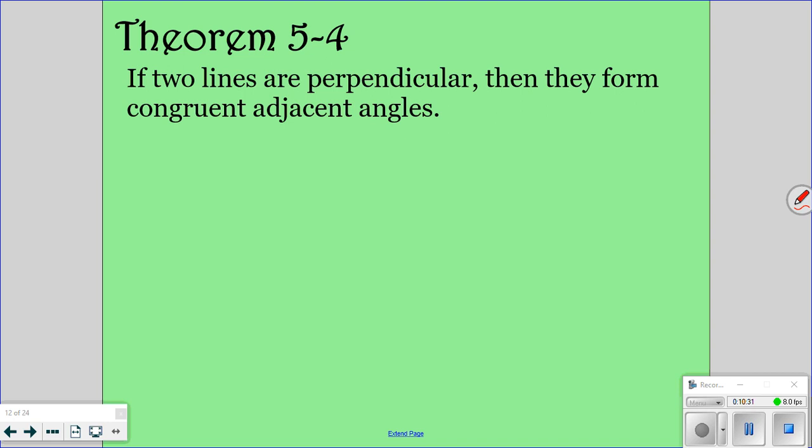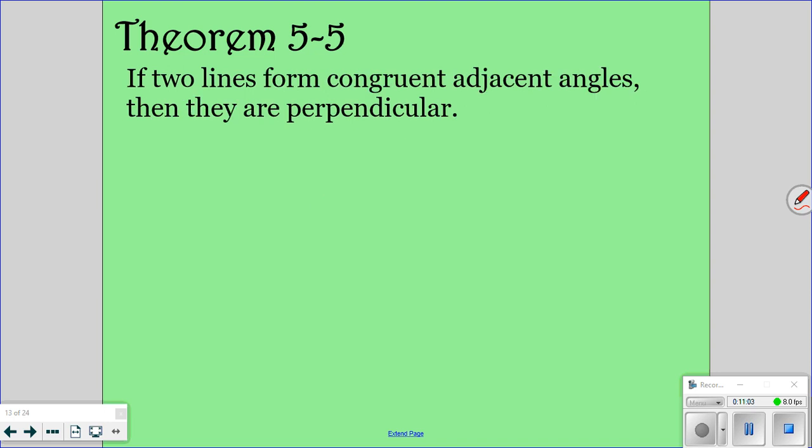Looking at the next theorem, if two lines are perpendicular, then they are going to form congruent adjacent angles. If you have perpendicular lines, that means that this is a 90-degree angle, and actually all four of them are 90-degree angles. And so those are congruent, and adjacent means they're right next to each other, and these are, so they form congruent adjacent angles. Looking at another theorem, if two lines form congruent adjacent angles, then they are perpendicular. So that's very closely related to the previous theorem.